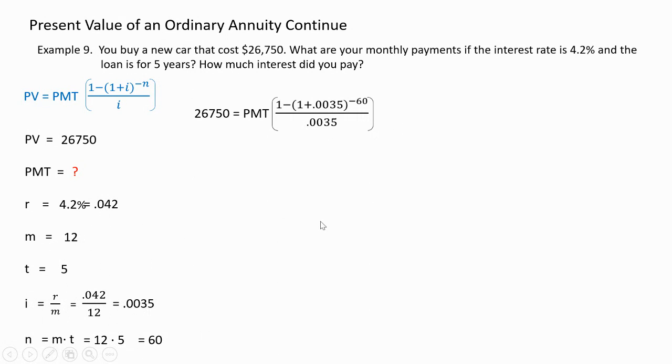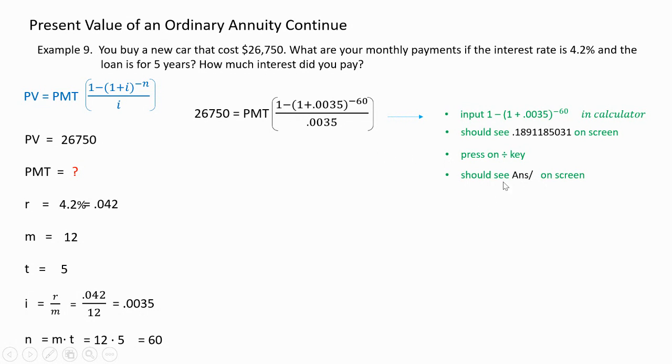Now here, guys, I'm going to use, again, the inverse key. I'm going to show you how to put it in the calculator with a steady flow. First, you're going to enter what's here on the numerator. After you enter that, you should see something like 0.189118531. Then you're going to hit the division key, and you should see this answer divided by, and then you're going to enter the 0.00335.